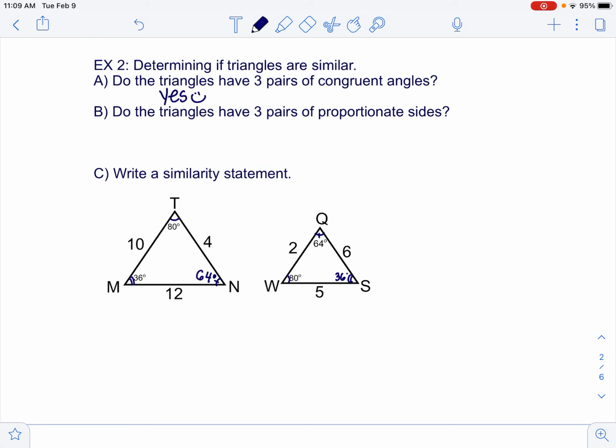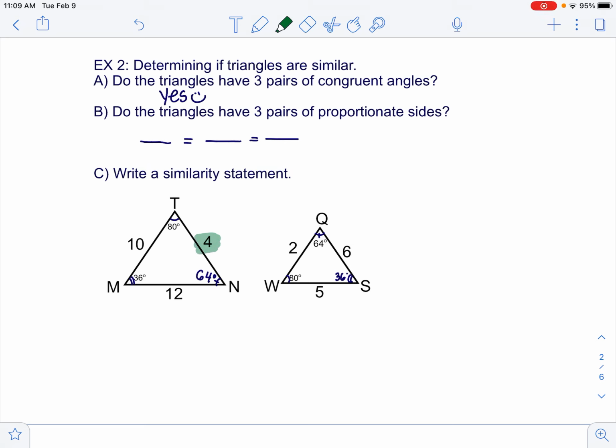Do the triangles have 3 pairs of proportionate sides? Okay, so now I have to check my proportions. Now, you can't just pick anything you want to match up. If they're not proportionate, I'll end up putting slashes through these saying that they're not equal. But for now, I'll leave them equal. Okay, here's what I like to do. I like to match up the sides using the angles.